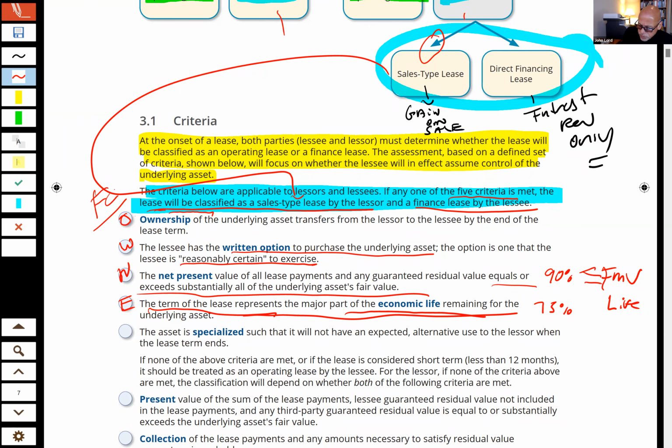Right? Fair market value is greater than 90%. No, I have it right. Sorry, guys. Okay. Anyway, the point being here, and let me back up with these first 3.